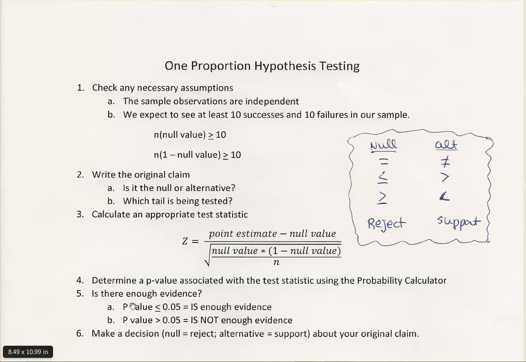So these are the steps that if you follow, you should be able to get your way through one proportion hypothesis testing when you're doing it by hand. So first of all, check any necessary assumptions. So the sample observations are independent.